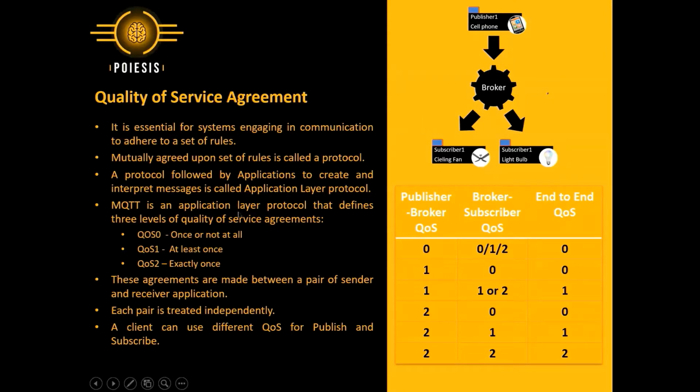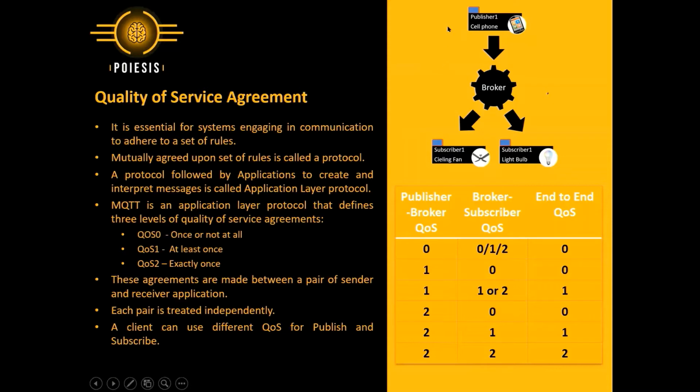MQTT is an application layer protocol that defines three levels of quality of service agreements. QoS 0 means message delivery happens once or not at all. QoS 1: message delivery happens at least once. QoS 2: message delivery happens exactly once. These agreements are made between a pair of sender and receiver applications.